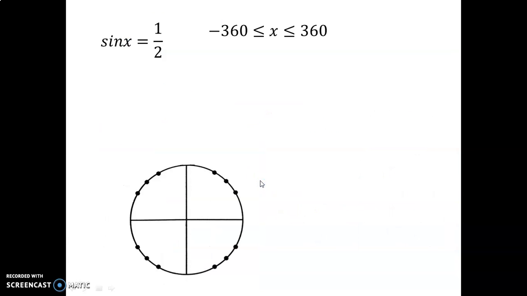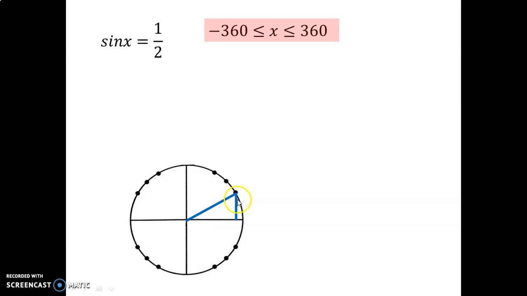Okay, let's move on. How about this one? Sine of x equals a half. Now a half looks familiar. It is one of our exact values, the ones that are produced by 30, 60, or 90. Here our domain again is given as negative 360 to 360. So sine x equals a half. On the unit circle, this is easy.